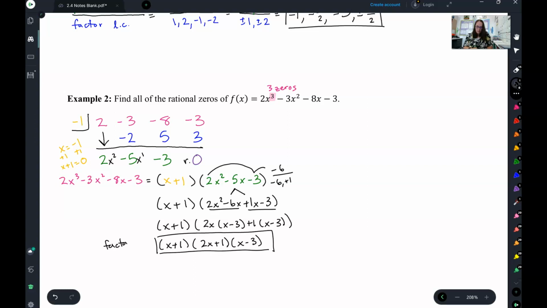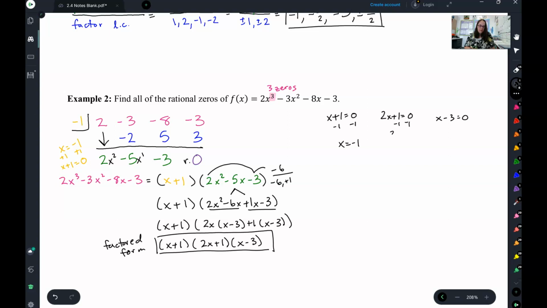So if the problem asks you for your factored form, you can stop here. You're done. This form is fully factored. This is this equation, but all factored out. Now, notice this problem doesn't ask for our factored form. It asks for the zeros. So to find the zeros, we take each of our factors, set them equal to 0, and solve.